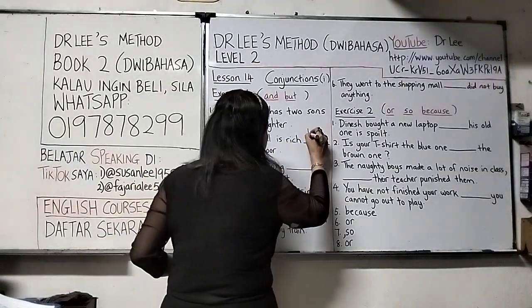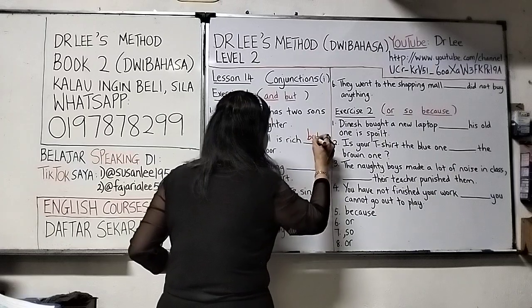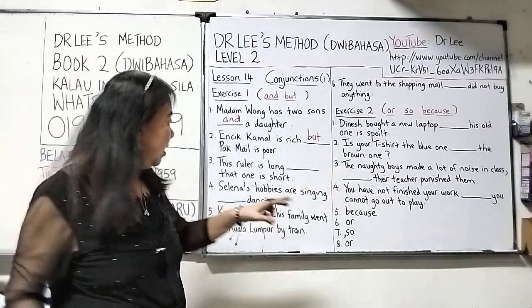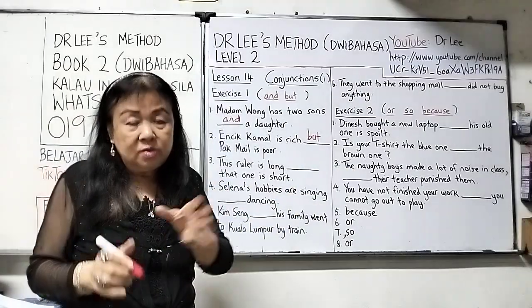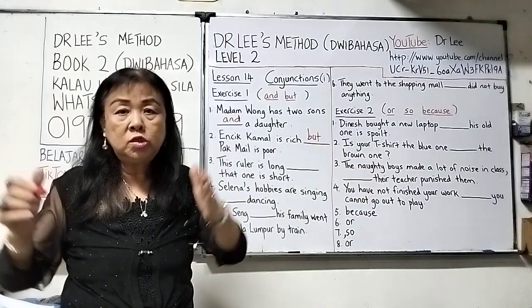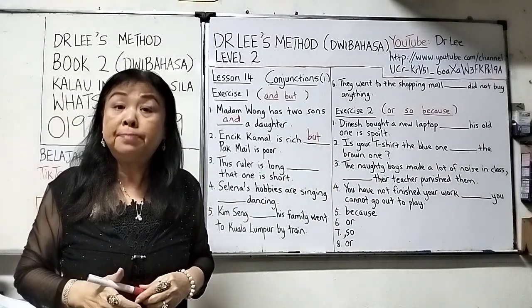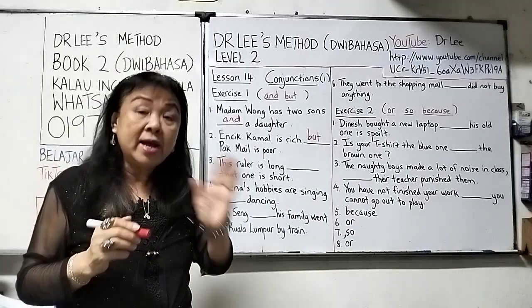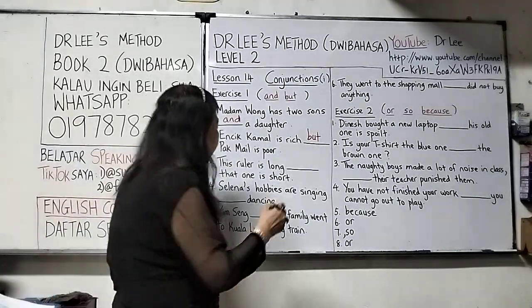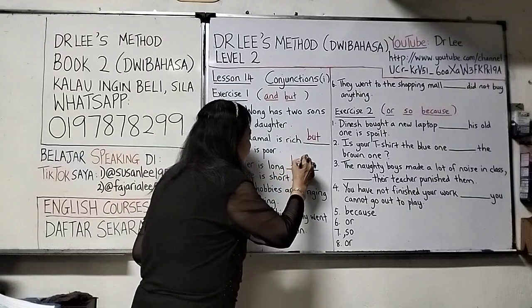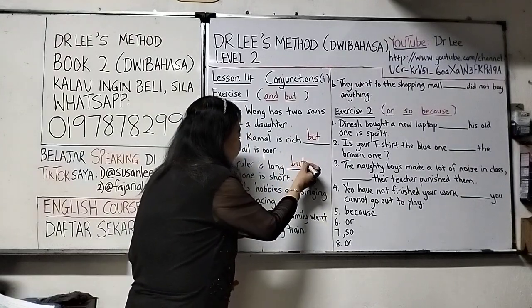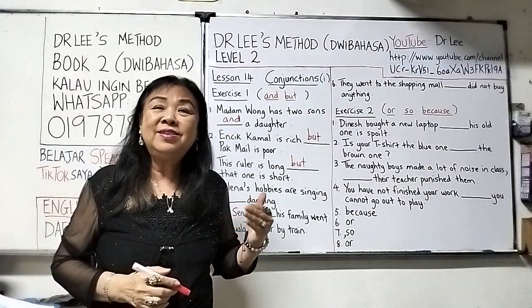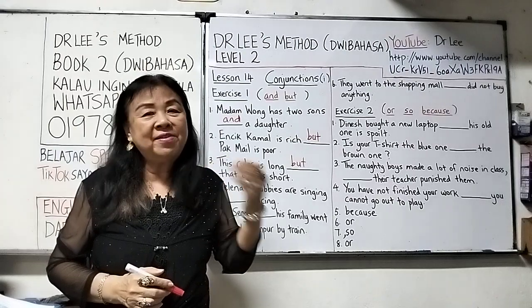Alright, so here the answer is but. This ruler is long. That one is short. So there is an opposite, long, short. Therefore, we should use but, because they are not the same. When they are the same, you use and. When they are not the same, we use but. So here, the answer, not the same. One is long, one is short. Therefore, you use but.